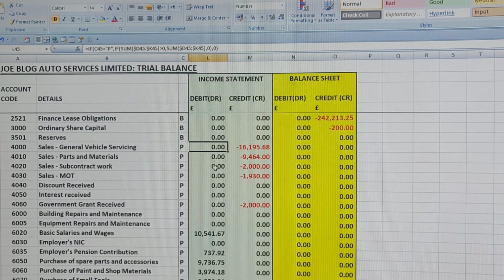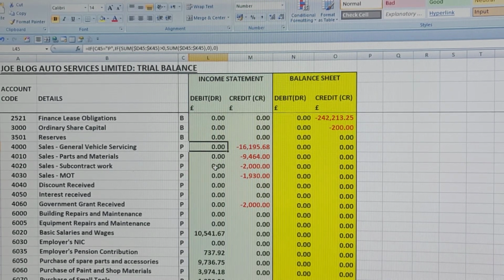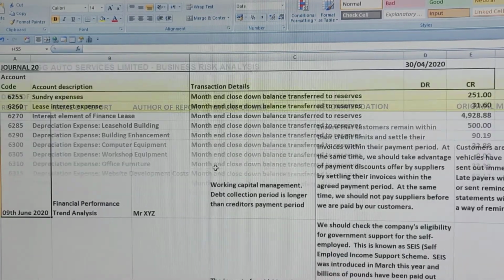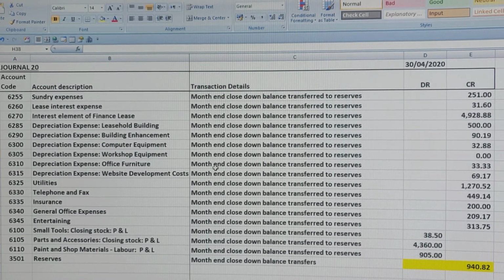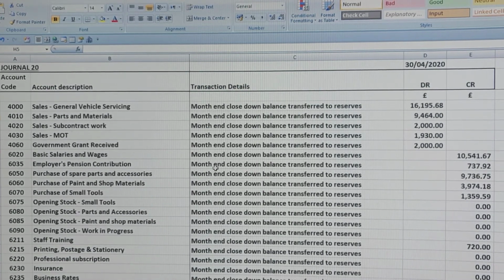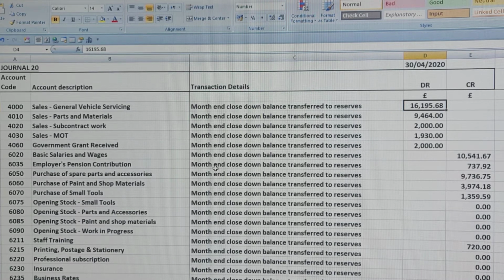What I've already done here, I've used a journal to do it, but in the computerized environment, the system will do it for you. This is the journal that I've used. You can see that the sales balance on the trial balance, because it's an income, is supposed to be on the credit side. So the system, in carrying out the close down, will transfer all the items on the credit side to the debit side.